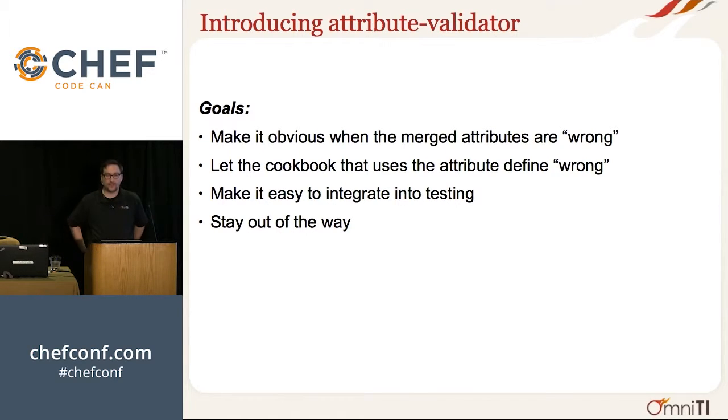The goals were to make it obvious when things are wrong, to allow a cookbook that uses those attributes to define exactly what wrong means, and also to make it easy to integrate into testing, because if you're validating things, it means you're checking things, which is sort of a testy kind of thing. You want it to be easy to fit into your test flow. And then also, validation means breaking things. And I want to be able to turn off the breaking when I have to. When I have to get something pushed out and it's some attribute I don't actually care about right now, it'd be nice to be able to turn it off. And that's a big driving thing from ops engineers as well, that we need to be able to get our job done sometimes when your little finagly thing is breaking.